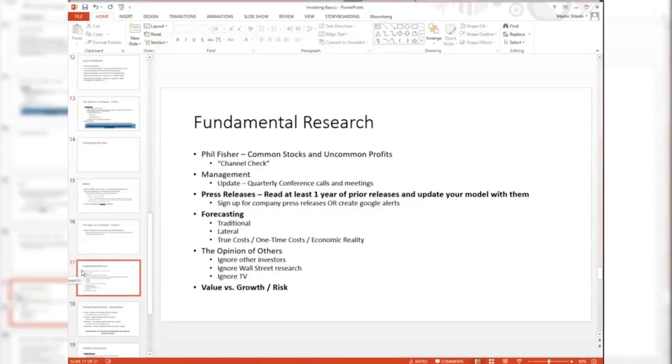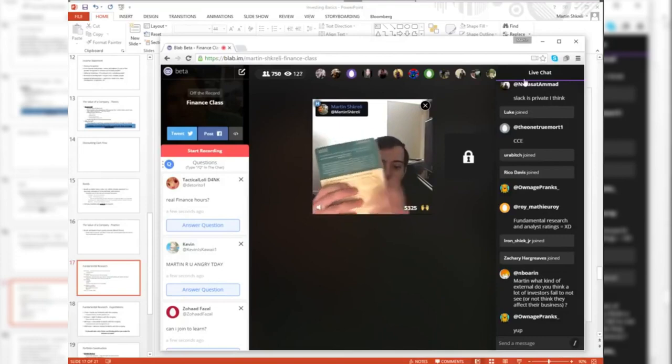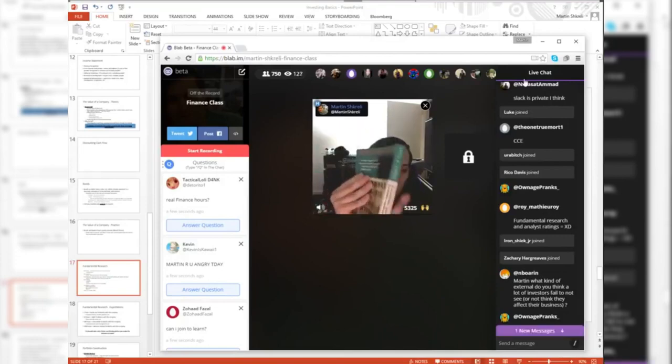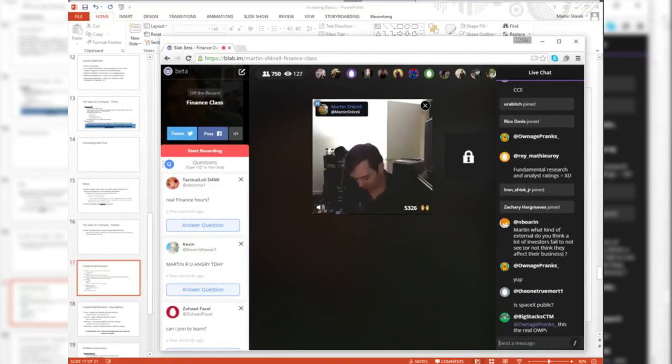So how do we do that? Well, the first thing that I wanted to point out is Phil Fisher's book, Common Stocks and Uncommon Profits. And I always keep a copy of it within kind of 10 feet of me because it's probably the best book ever written, I think, on this concept of fundamental research. It's not the best investing book ever, but it's a great book with respect to fundamental research.